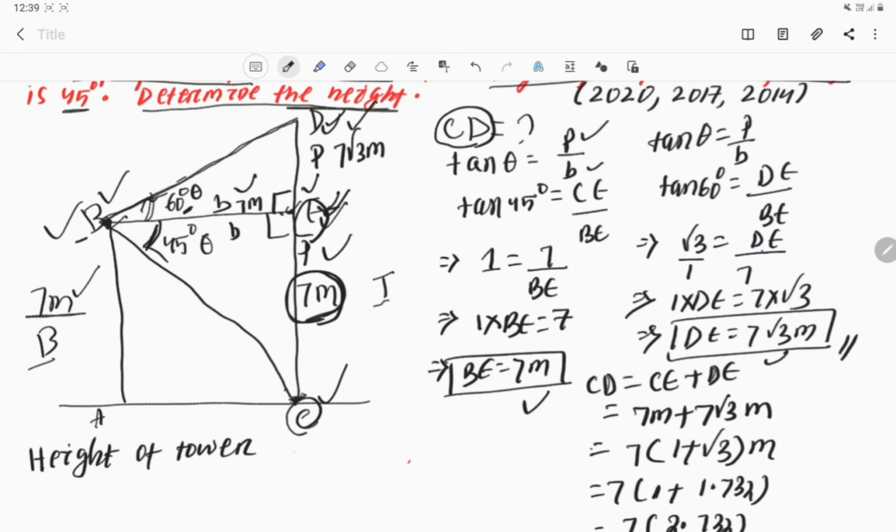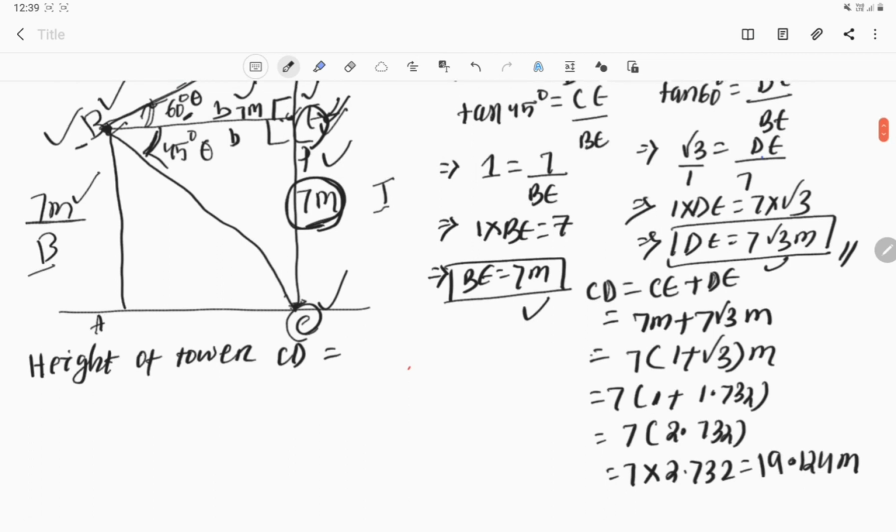Height of tower, that is CD, is equal to how much value we got? Now we got it.